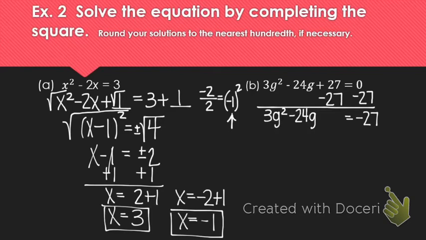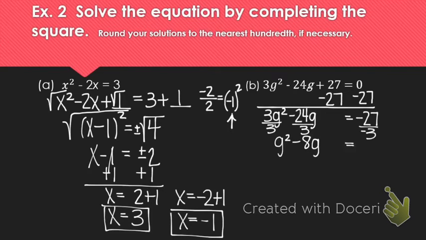All right, question number 2. Is the leading coefficient a 1? No. What is it? 3. So we take the 3 and we divide every single term by that 3, including the -27 on the other side. All right, what is 3g squared divided by 3? G squared. What is -24g divided by 3?